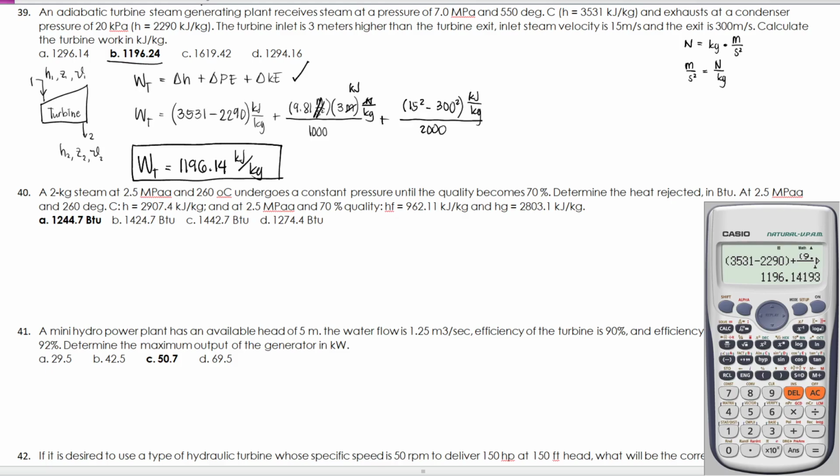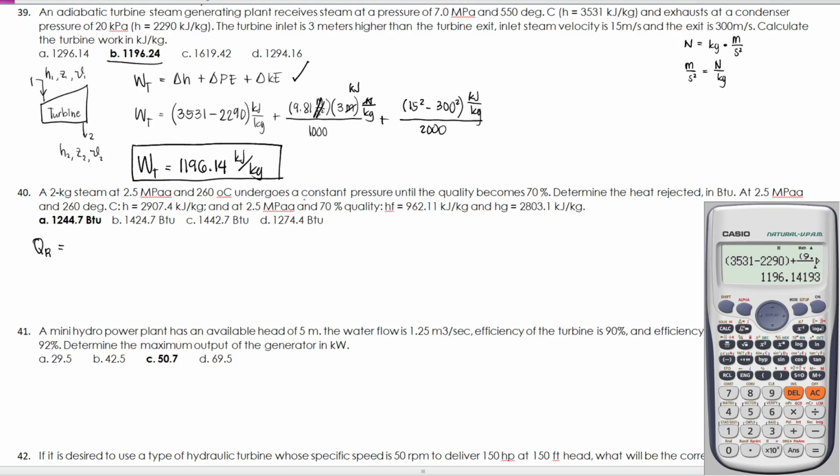Proceed tayo. Dito ay problem number 40. So, okay na yan. Doon natin ibaba. So, a 2 kg steam at 2.5 megapascal absolute and 260 degrees Celsius undergoes a constant pressure until the quality becomes 70%. Determine the heat rejected in BTU. Given na nga ang mga properties. At 2.5 megapascal absolute and 260 degrees Celsius, enthalpy is given na. And at 2.5 megapascal and 70% quality, given ang HF at saka HG. Okay? So, ang hinahanap ay yung amount ng heat rejected lang.